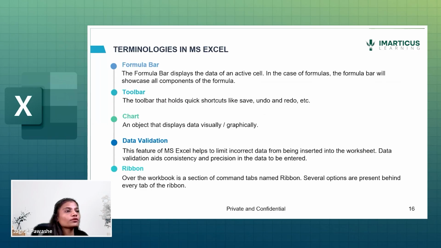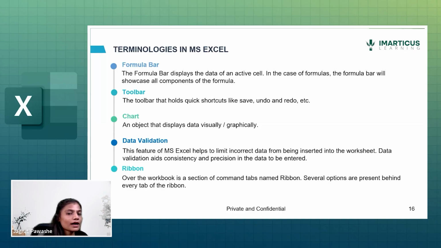Now, when I talk about the formula bar, the formula bar displays the data of an active cell. We saw now what a formula bar is. When I put my cursor onto a cell with a value associated, the value was shown in the formula bar. But when there was a calculation associated with the cell, the calculation was shown. So in case of formulas, the formula bar will showcase all the components of the formula.